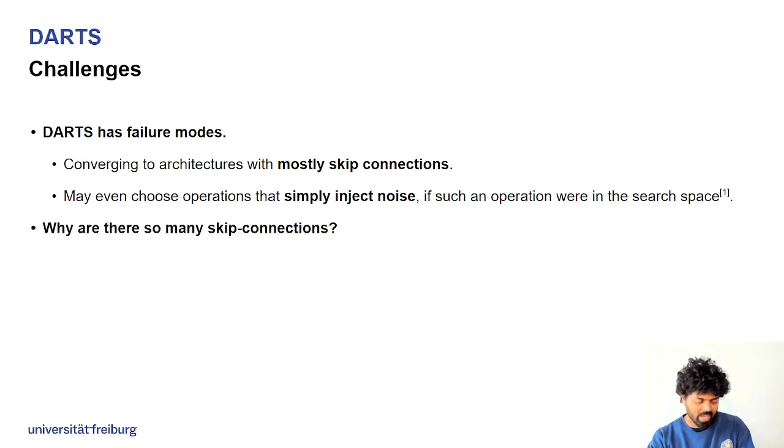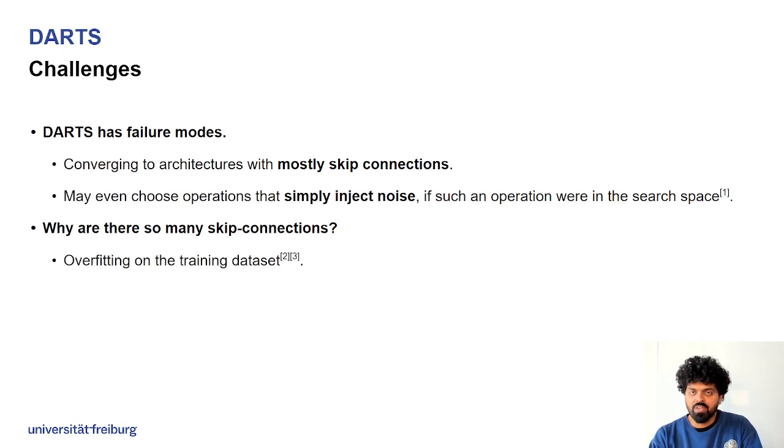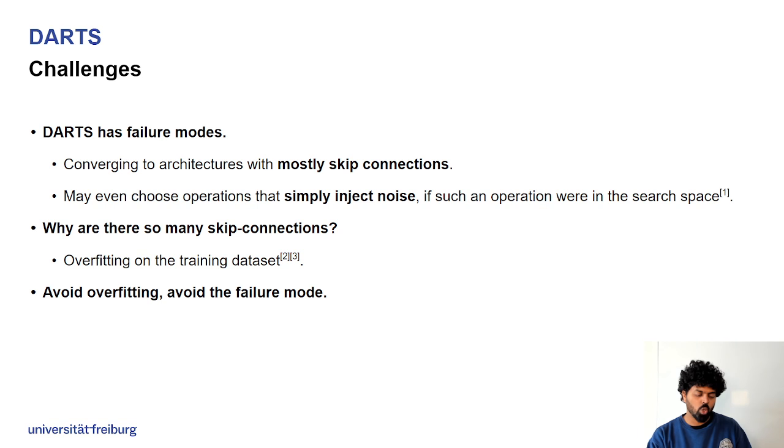So why are there so many skip connections? Previous works have shown that the main culprit is the supernet overfitting the train set, which means that if we can avoid overfitting, we can avoid the failure mode.